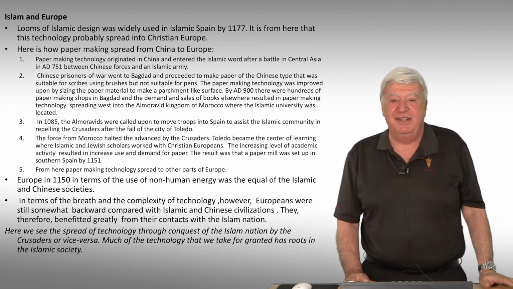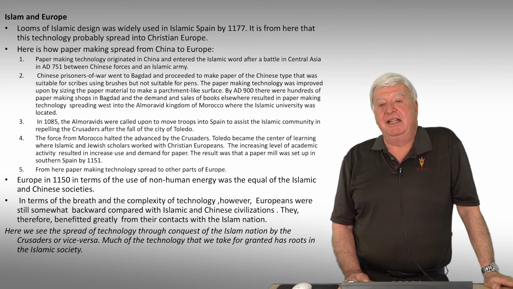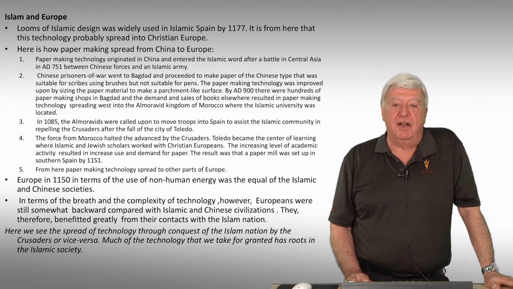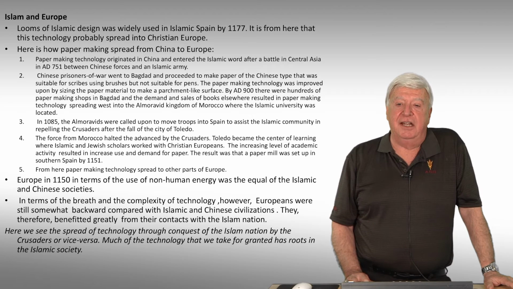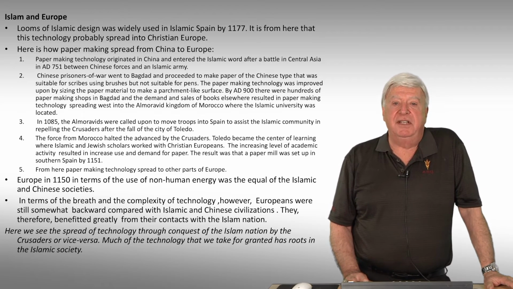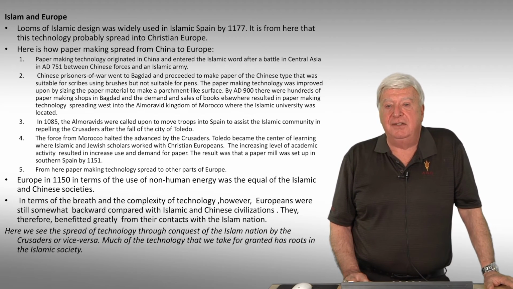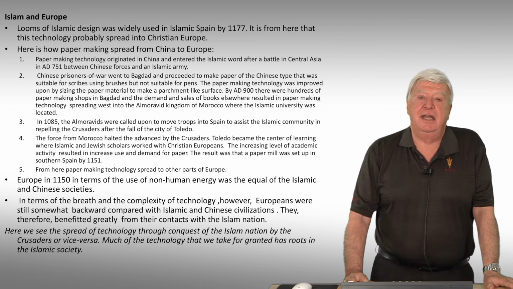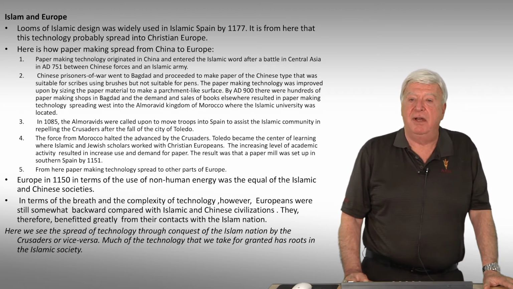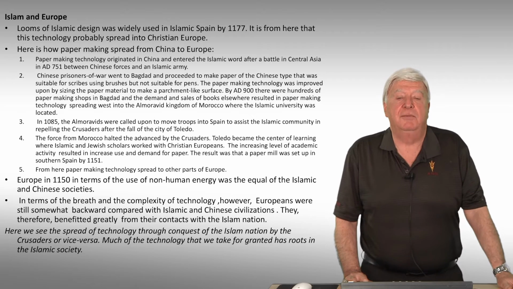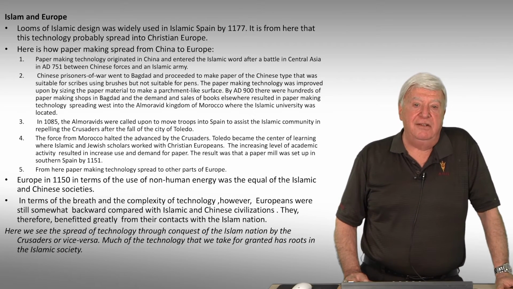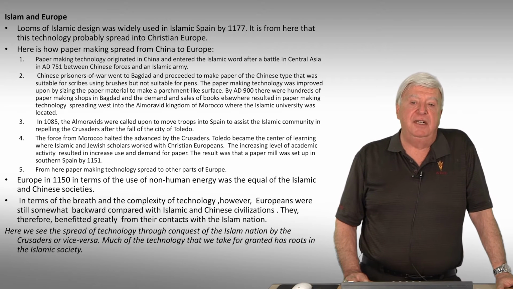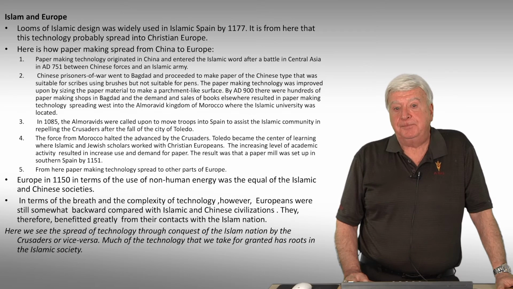I find this all very interesting. Europe in 1150, in terms of the use of non-human energy, which is crucial for technology development, was the equal of Islamic and Chinese societies. In terms of the breadth and the complexity of technology, however, Europeans were still somewhat backward compared with Islamic and Chinese civilizations. They therefore benefited greatly from their contacts with the Islam nation.